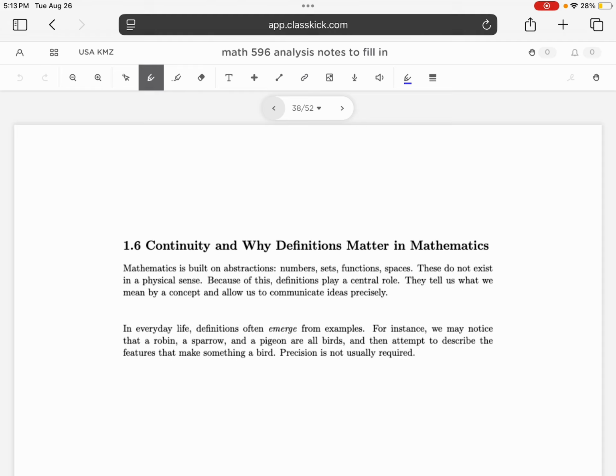They don't really exist in the physical sense that a lot of other things that we work with do in school. And so because of this, definitions play a really central role, and they allow us to communicate our ideas precisely. When we're just dealing with everyday life, definitions often emerge from examples, right? So you might notice that a robin and a sparrow and a pigeon all have these properties in common. And so you call that a bird, and then you attempt to describe the features that make something a bird. Precision maybe is not as necessary there.